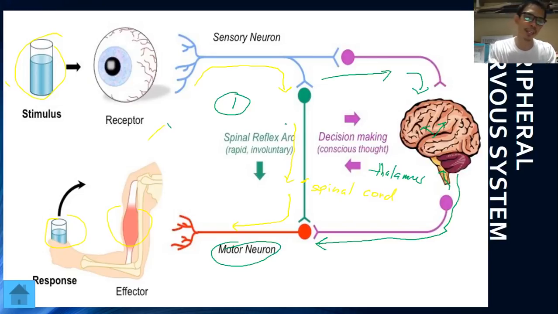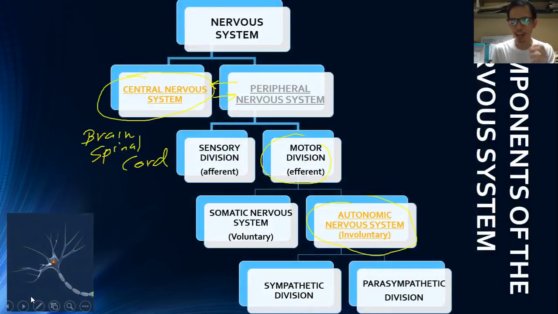Alright, so in this case, if the stimuli happens in the lower extremities of the body, the spinal cord will do the action. Alright, so this is the first one. And the second one is the integration of your brain in that process. Alright, so basically this is what they call the reflex action. Okay, so that's all about the peripheral nervous system and how they work.